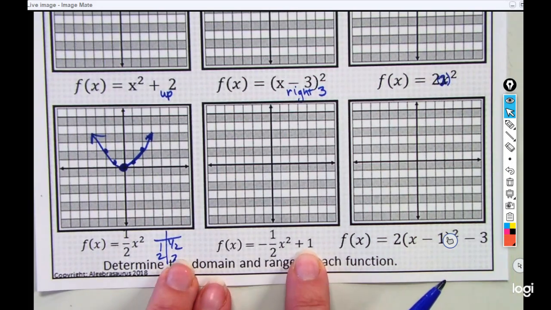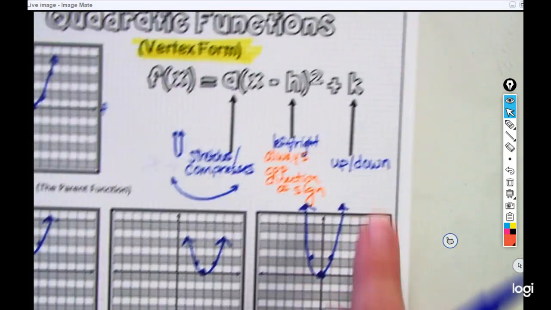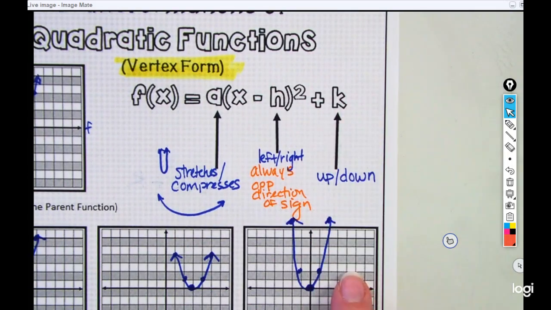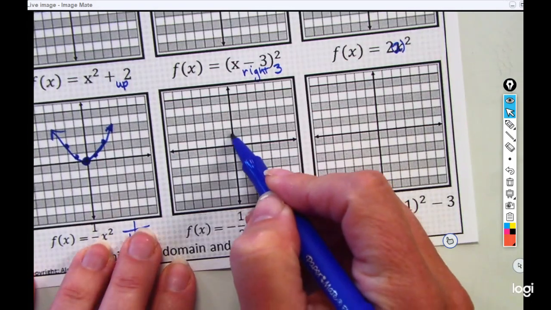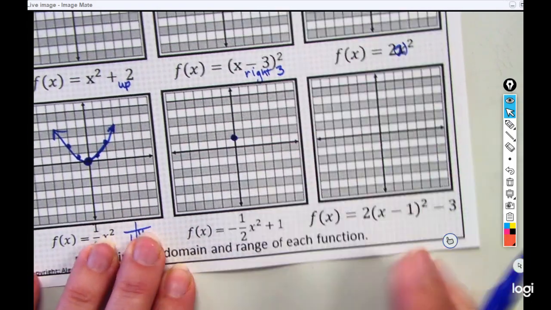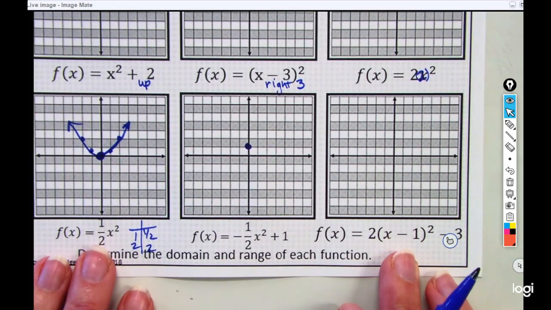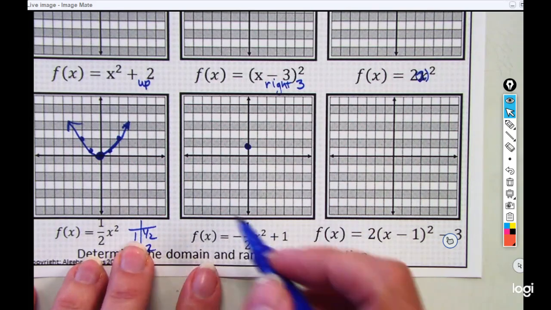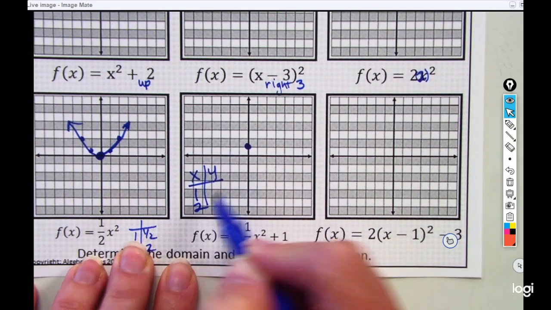Okay, where is my vertex? What does this plus 1 do to my vertex? Plus something. It moves it up. How many? 1. All right. There it is. Should we use 1 and 2 again? They seem to be our best friends. Okay, I'm going to do them right here so I have room. X, Y, 1, and 2.